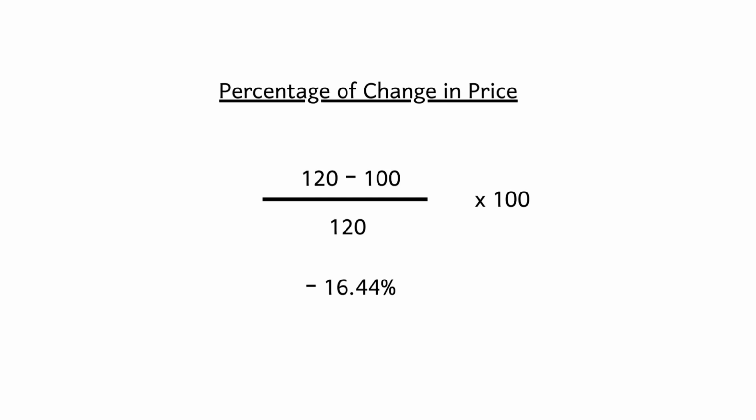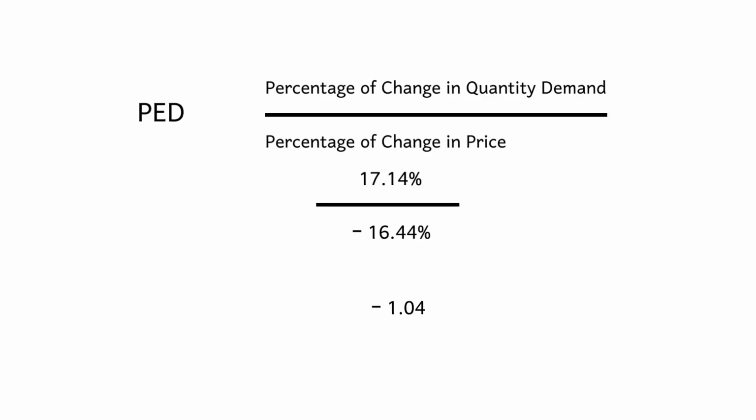Let's calculate the percentage change in price. 120 the original price minus 100 the new price, divide by 120 into 100. The answer is 16.4%. The price elasticity of demand for this example is minus 1.04. This product is an elastic product.